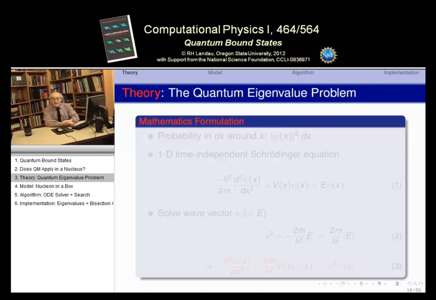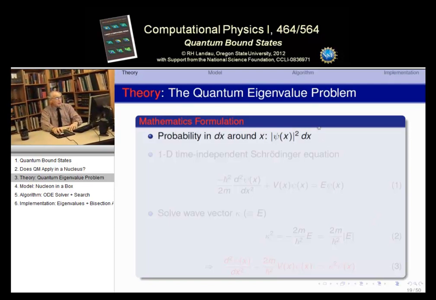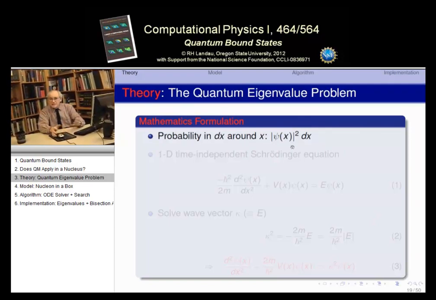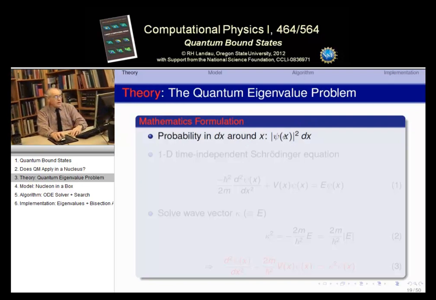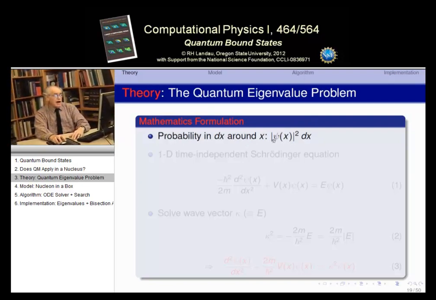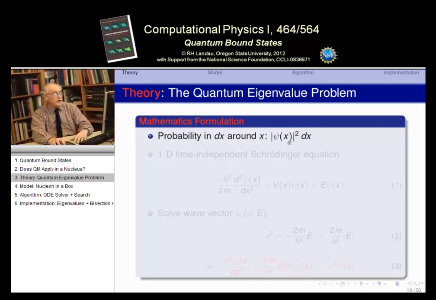Okay, so now we just have to formulate mathematically what we've talked about. How do we solve the bound state problem? As we've said already, we're dealing with a wave function. The wave function, psi of x, is not an experimental observable, but something closer to that is the modulus of psi of x, because psi could be complex, squared times dx.